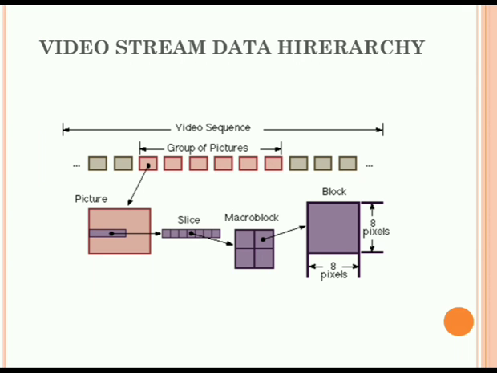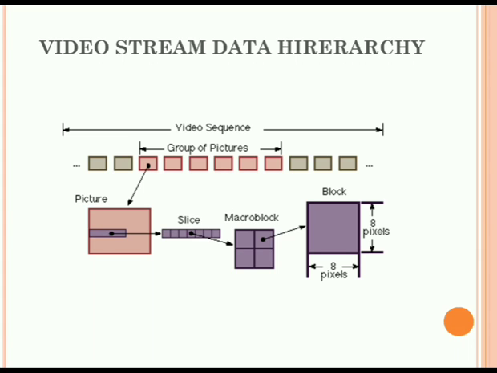Let's see what components are present in a video. Consider a video sequence with a total length of 1 minute. It consists of groups of pictures, meaning a number of images grouped one by one in sequence. That is nothing but a particular video. Let us consider one of the pictures, or images. That particular picture consists of a number of slices.